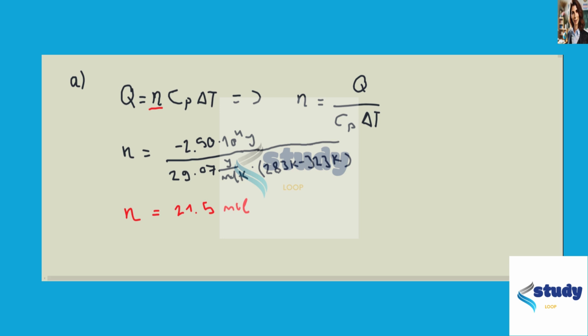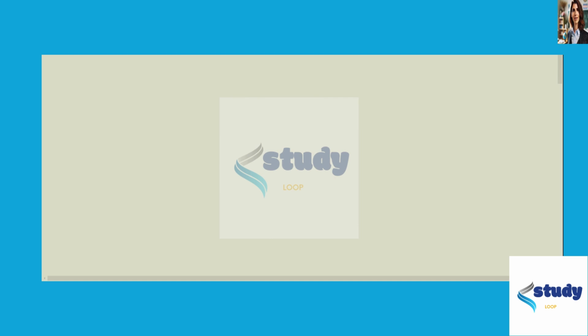Next, for part B of the problem, we need to evaluate the internal energy of the system when the pressure is constant. So here we will still use the heat capacity for constant volume. This is because when we evaluate the internal energy of the system, we always use the heat capacity for constant volume when it comes to gases. So delta U equals N Cv delta T.